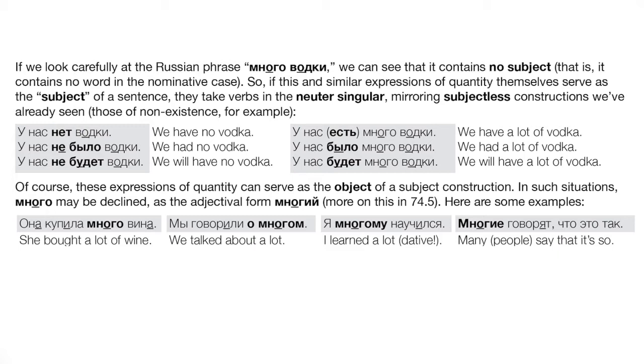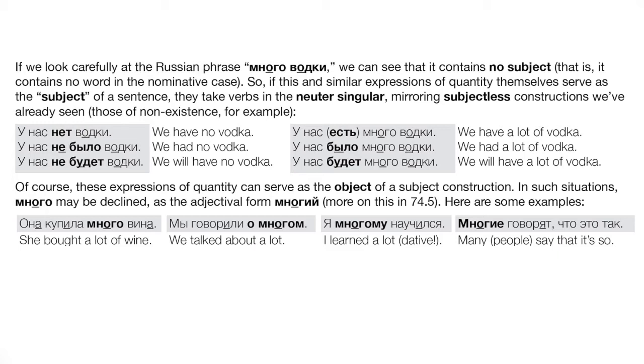У нас нет водки, у нас не было водки. We can see не было, that's clearly neuter singular. У нас, sorry, future, у нас не будет водки. Okay, now something similar happens when we have quantities here with genitive expressions like много, for example. У нас есть много водки, right?